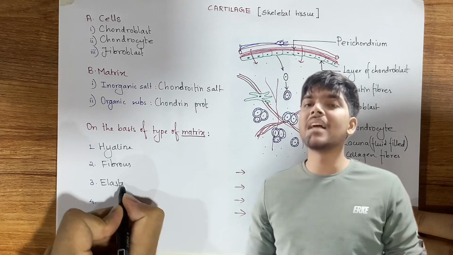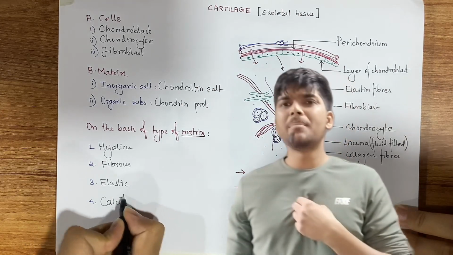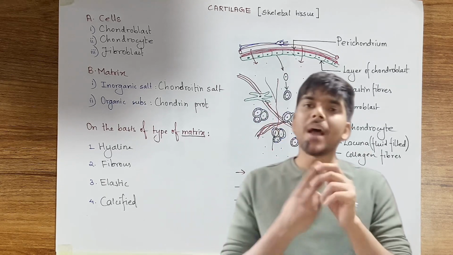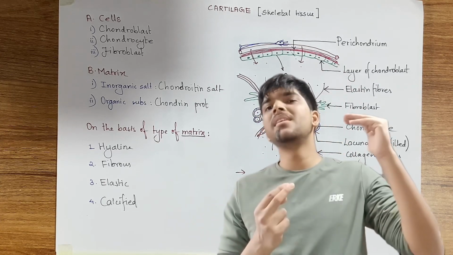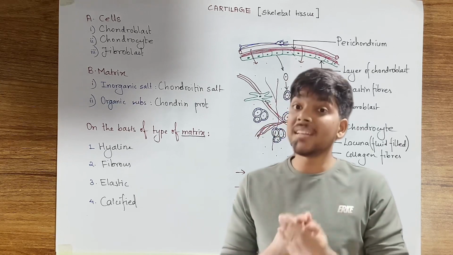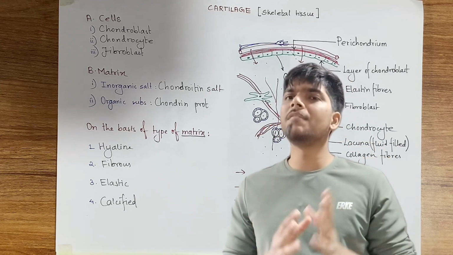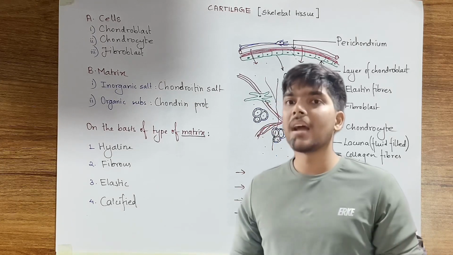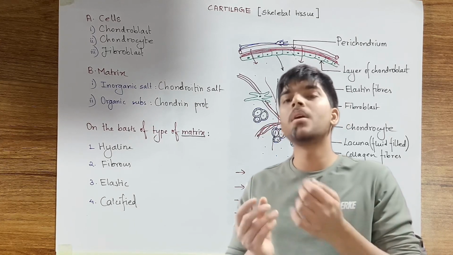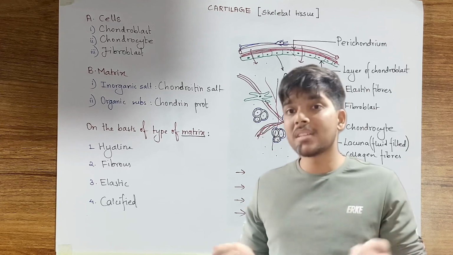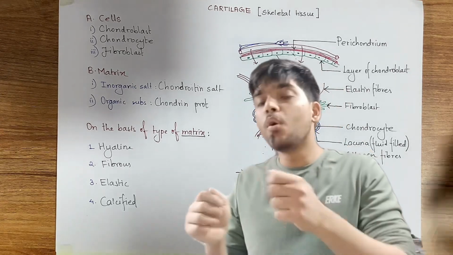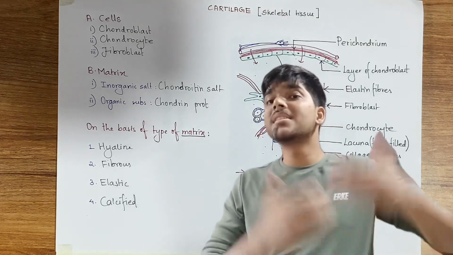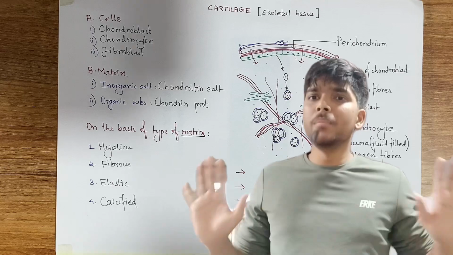Hyaline cartilage has glass-like matrix. That is, the matrix is transparent. Your fibrous cartilage contains high percentage of white fibers. Elastic cartilage contains high percentage of elastic fibers. That's why it's elastic. And calcified cartilage is nothing but hyaline cartilage once it gets calcified. That is, once there's calcium salt deposition or bone deposition in hyaline, it turns into calcified cartilage. All these various types you'll come to know in a few minutes.